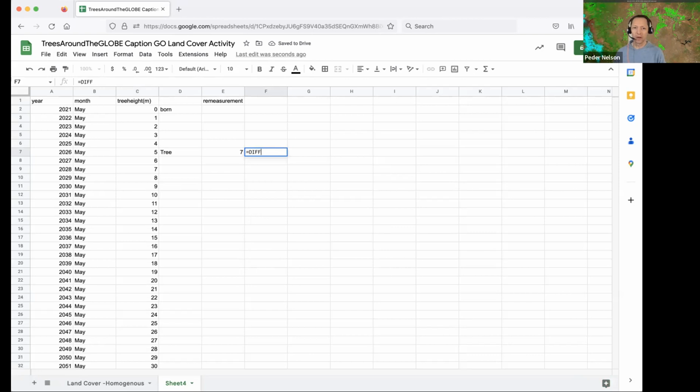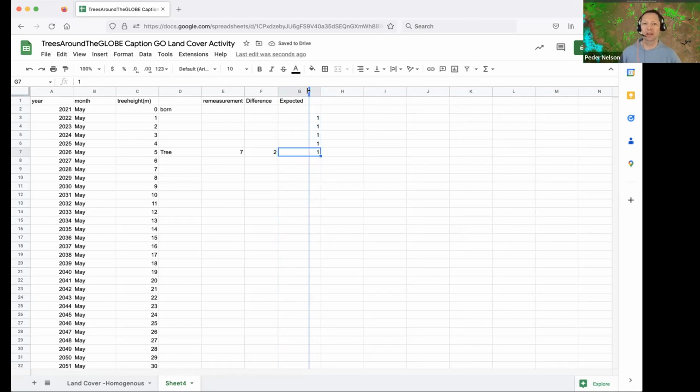We can then do a difference where we just say our remeasurement minus our original, and we get a difference of a certain amount. And as you saw, we were expecting a growth rate of 1 meter a year, right? So I'm just kind of filling out this spreadsheet on the fly with you guys, but you can see that we'll want to expand out and do a little bit of calculations between our model, or our expectation of what our tree height would be, and what our remeasurement might be of that tree.